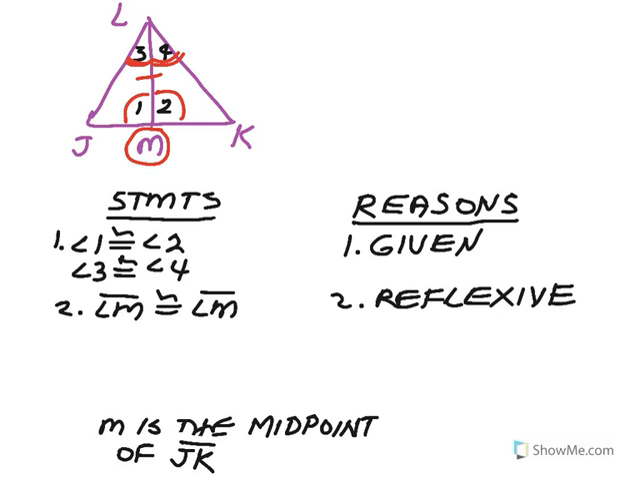And then I've got congruent triangles. So let's see, triangle LMJ, I'll do it in that order, is going to be congruent to triangle LMK. And that would be by the angle side angle postulate.